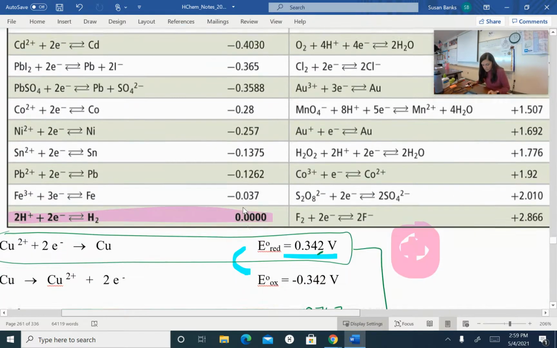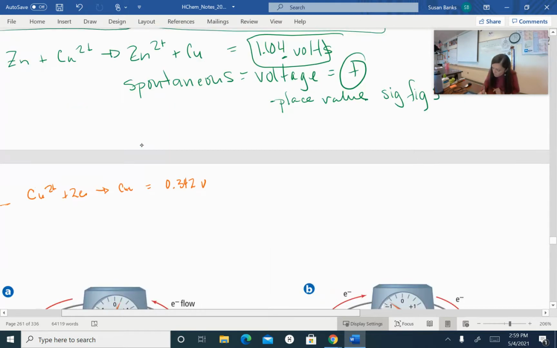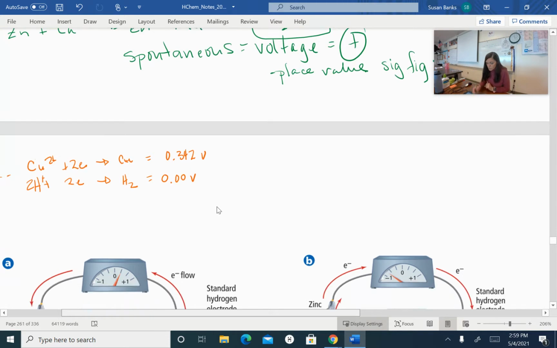The next thing we need to look at is hydrogen. Notice hydrogen is 0. So we have 2 hydrogens plus 2 electrons going to hydrogen gas, and that equals 0 volts because that is our 0. So we both have these as being reduced, right? Something has to be oxidized. It's redox, so we have to figure out which one we can reverse while still having this be positive.